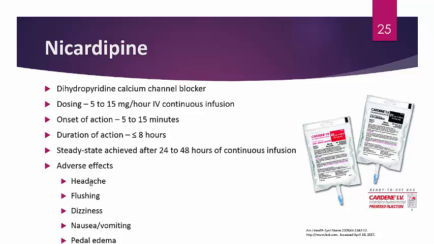The next agents we'll talk about are actually calcium channel blockers, Nicardipine and Clevidipine. Nicardipine is a dihydropyridine calcium channel blocker, so it's essentially similar to the amlodipines and nifedipines of the world. Its dosing is between 5 to 15 milligrams per hour IV continuous infusion, and its onset of action is between 5 to 15 minutes. It has a duration of action of less than or equal to 8 hours.